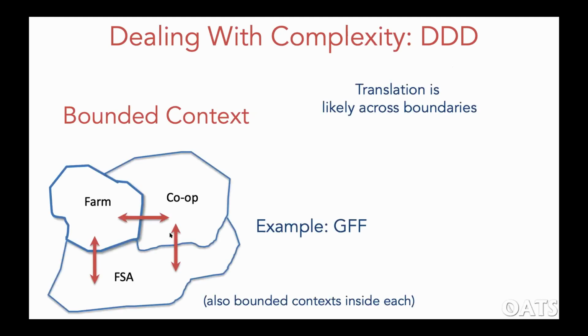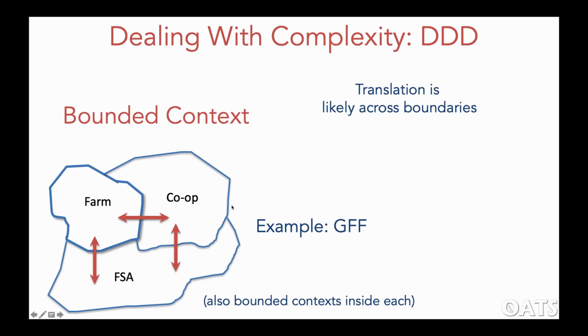So if we want to solve a problem, let's look at the problem of just representing field boundaries on a farm, for example. The way you represent the field boundaries on your farm is different than the way a co-op represents it, which is different than the way the Farm Service Agency represents it. They each have their own uses. And by kind of bounding the context or the area that you're looking at to just one of these concerns, you inherently are going to have translation when you cross boundaries.